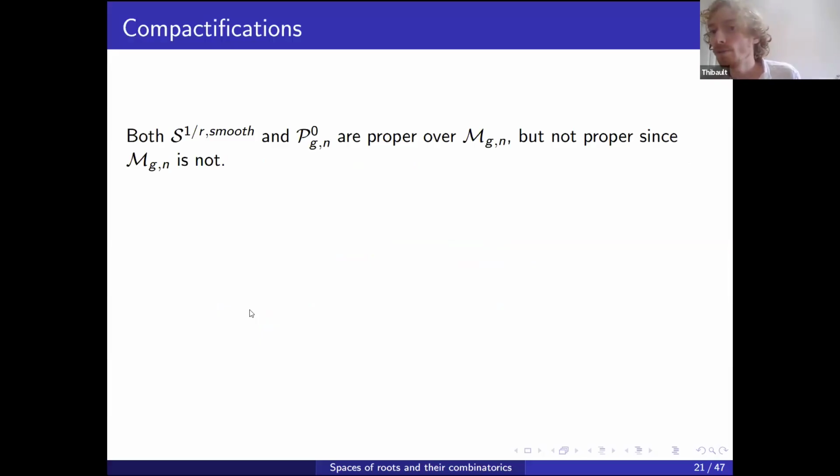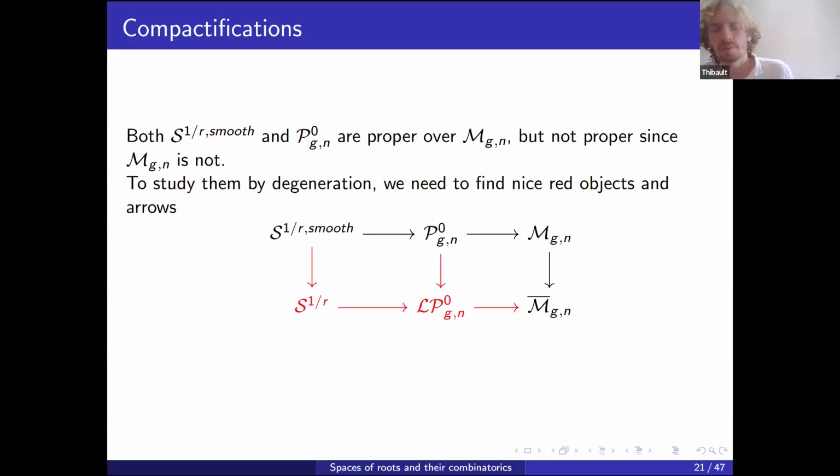Okay, and now we run into the same problem we had with MGN, which is that both of these things are fibrations over MGN with proper fibers, but they have no chance of being proper themselves because the target of this fibration is too small. So if we want to apply degeneration techniques and intersection theory and all these nice mathematics that we know how to do on proper spaces, first we need to find compactifications.